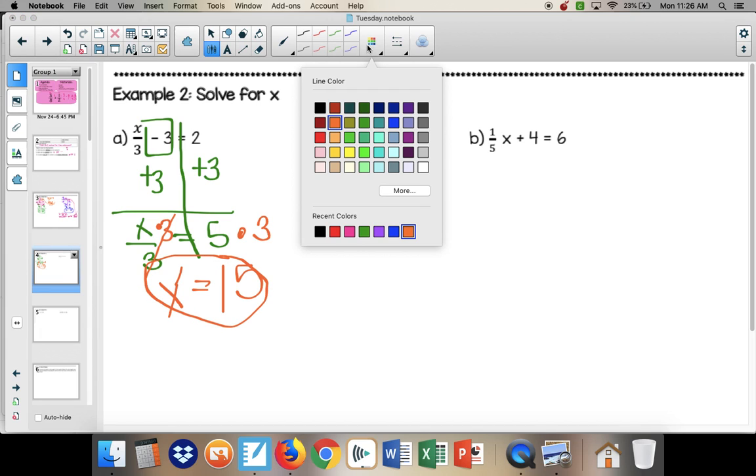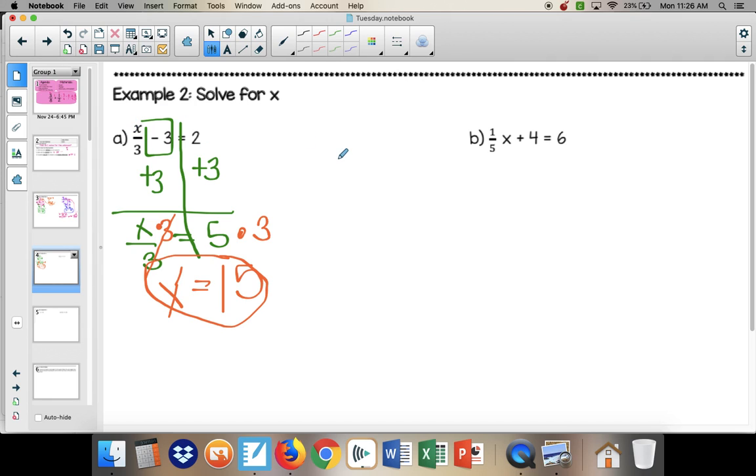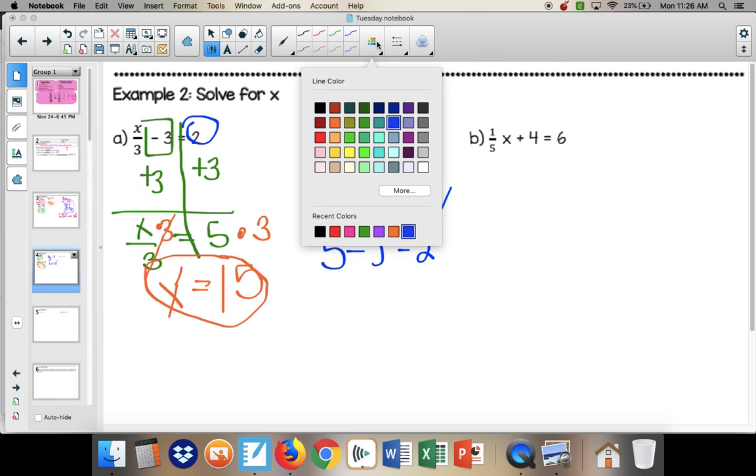Again, what do mathematicians do? Yep, they go back and they check their work. So where I see x, I'm going to replace it with 15. So 15 divided by 3 minus 3. Well, 15 divided by 3 is 5, and 5 minus 3 is 2. Does that match what our original number was? Sure does. So we got it right.